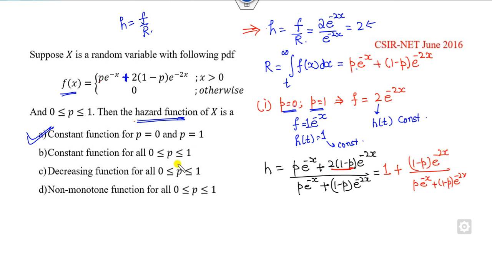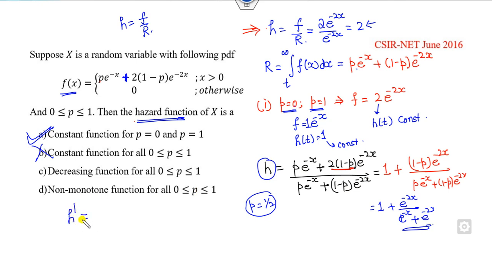Now you have to prove it's a constant, so you can take any value, say p is equal to half. So what is this expression? It is 1, and half and half will be cancelled out, so you can see it is not a constant. Why? Because it depends upon the value of x, so it means this is not constant for all the p in between 0 and 1. It is a decreasing function, it's a non-monotonic.